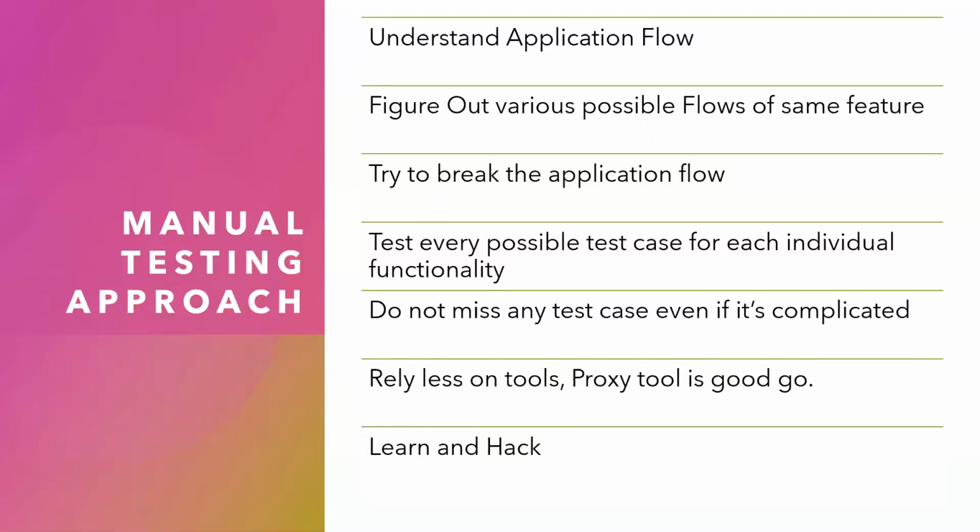Now, it might be possible that add to cart functionality or purchasing something might have different workflows. Like you can go to a new product, add it to the cart and purchase it, or maybe you can go to your wish list and directly purchase a product from there. So there might be multiple workflows for a single functionality, say purchase over here. Try to break those application flows.